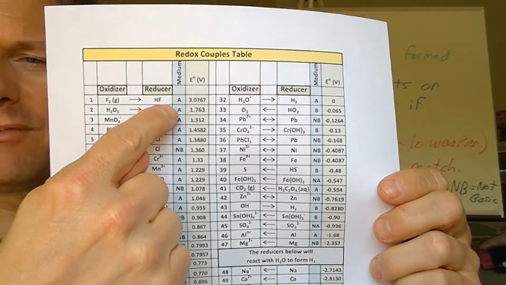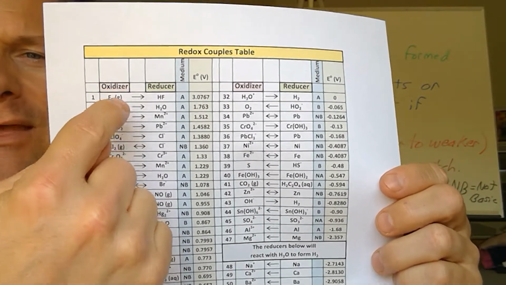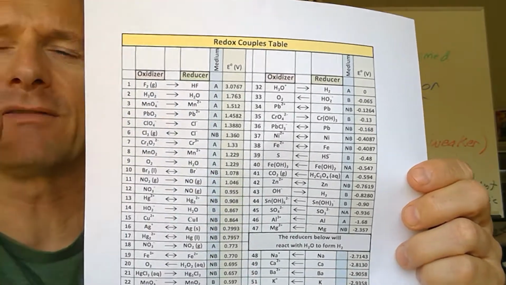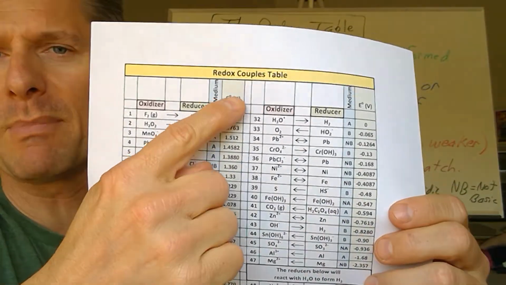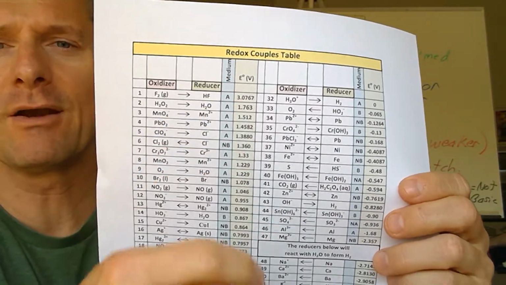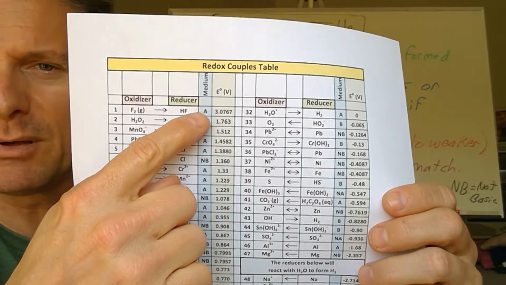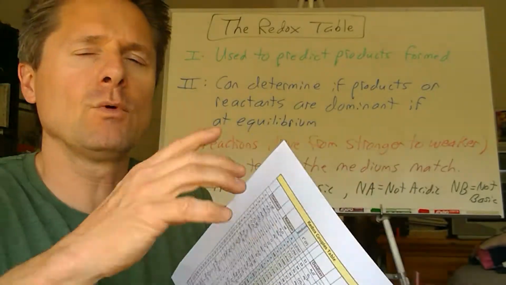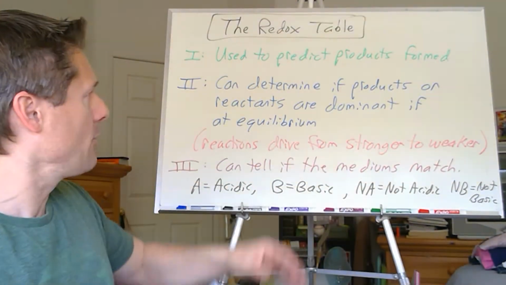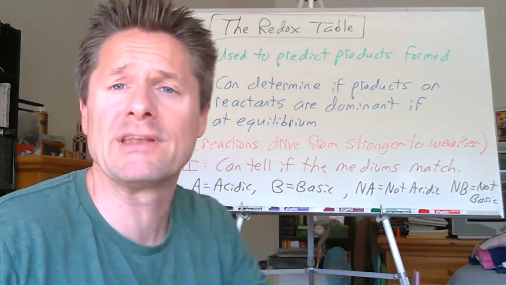See how the arrow points across? That tells you what it forms. And the stronger the oxidizer, the weaker its corresponding species it forms. So make sure you have one of these tables with you. We're not going to worry about this column right here at this level. But see where it says medium in blue? The A's and the B's and the NB's and whatnot? That's going to be important, so we'll talk about what those all mean in a second. But in general, a redox table is used to predict the products formed.